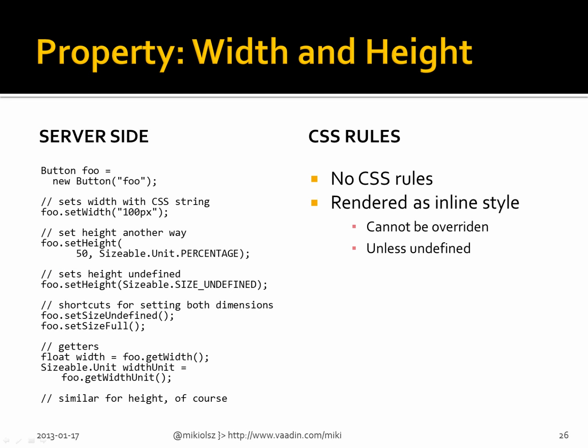This is again how it looks on the server side. So the left side shows you some code, and we can set the width using a CSS string. This will be rendered as inline CSS. Of course you can do it the Java way, so you can set the number and the unit separately. In this case we are setting the height of the component to be 50% of the parent. There are two shortcuts that come in handy when you want to set size to undefined, or you want to set both to 100%. And here is the method to set height undefined. So there is a special constant called Sizable.SIZE_UNDEFINED, which you can use, and that clears all settings about height, so nothing will be rendered in the browser.